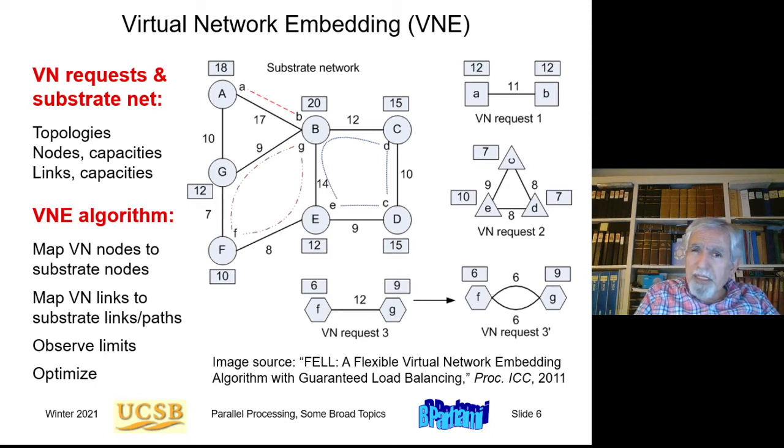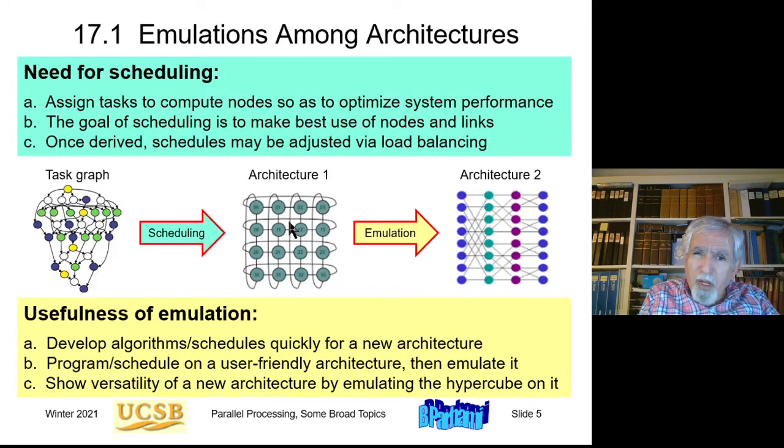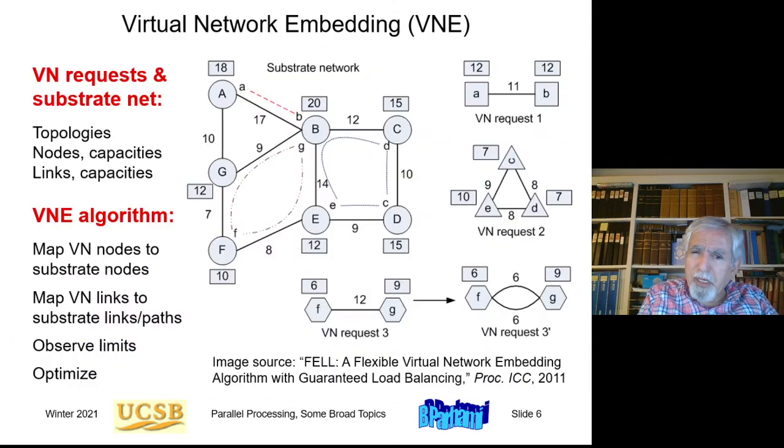So basically, you see that this is a more general formulation of both the scheduling and the emulation problem. So in scheduling, these virtual networks are basically task graphs. Okay. In emulation, these virtual networks are guest architectures, and this is the host architecture. And basically, we are mapping not just one guest architecture onto this host architecture, but simultaneously we are interested in mapping multiple guest architectures onto a host.